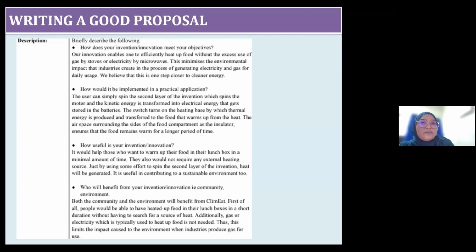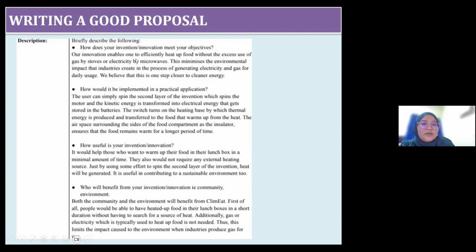Okay, and then you put what is the uniqueness or value added of your solution. Okay, so here in the description, say how does your invention meet your objective? So basically it's answering or catering back to the objective. Looking at this example, the invention was about heating up food just now, right? Okay, so that is their invention. They were saying how does your invention meet your objective?